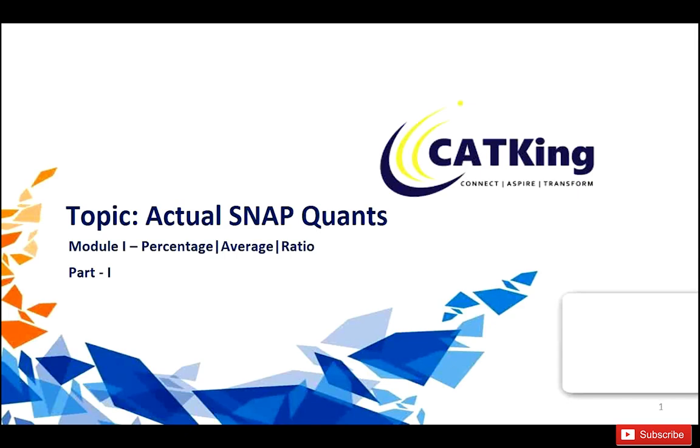So in this video we will be covering module 1, that is percentage average ratio questions, and this is part 1 of the module. In this video there are 8 questions and all of them are very important and have a very good probability of appearing in the SNAP exams this year as well. So let us have a look at our first question.